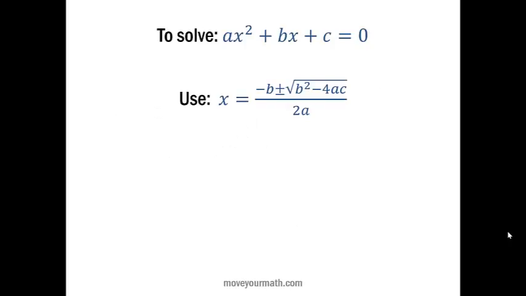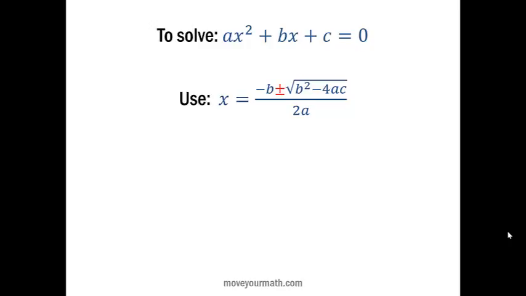And here is the formula. If you're solving an equation in the form ax squared plus bx plus c equals 0, that's just what a quadratic equation looks like, you use the formula x equals minus b plus or minus the square root of b squared minus 4ac all over 2a.